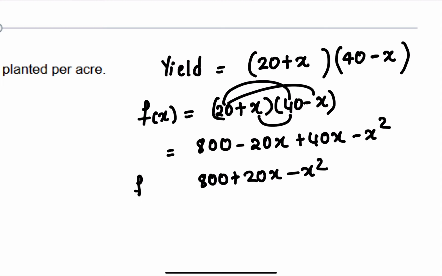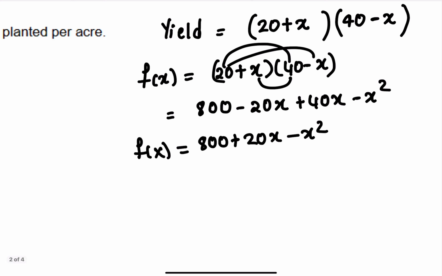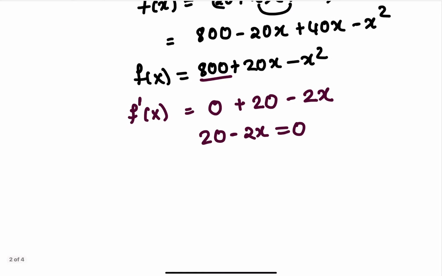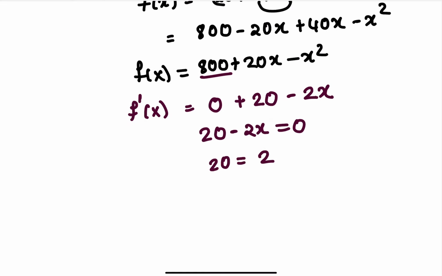This is my function. I'm trying to find the maximum yield, so I know I have to find my first derivative to find my critical values. The derivative of 800 is 0. This is 20. This is minus 2x. When I set 20 minus 2x to 0, 20 is equal to 2x, and my x is equal to 10. So my critical value tells me I'm going to have the maximum yield when I plant 10 extra trees.